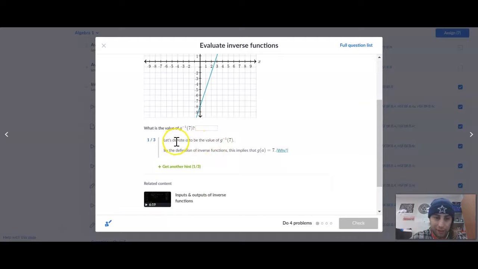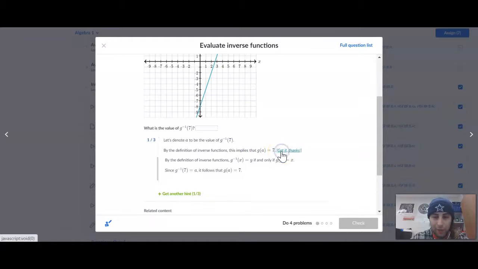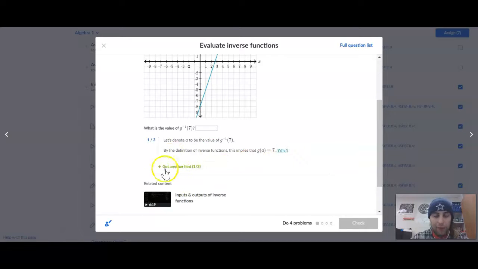Now, it says let's denote a to be the value of g inverse of 7. By the definition of inverse functions, that implies g of a equals 7. If you didn't understand that, you can ask why. But if that doesn't make sense to you, if that's a lot of jargon, get another hint. Now I'm going to tell you g of a equals 7. That's when the y value is 7.